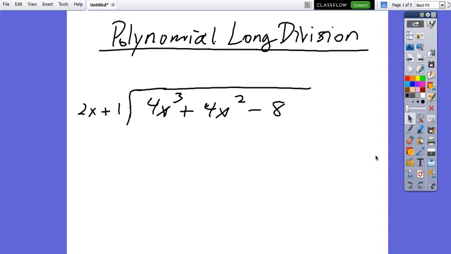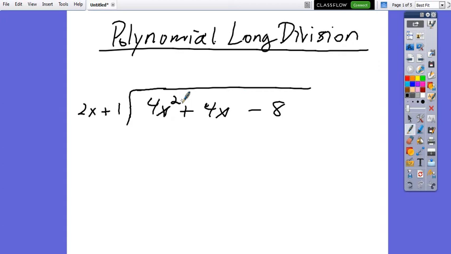All right, so here we have the polynomial 4x cubed plus 4x squared minus 8 divided by 2x plus 1. And I want to adjust this a little bit. I want to change it to 4x squared plus 4x minus 8 rather than the cubed and the squared. All right, so now we have 4x squared plus 4x minus 8 divided by 2x plus 1. I did it the other way for the previous class, and it came out fine. There's nothing wrong with it. I just would rather do this one, okay?